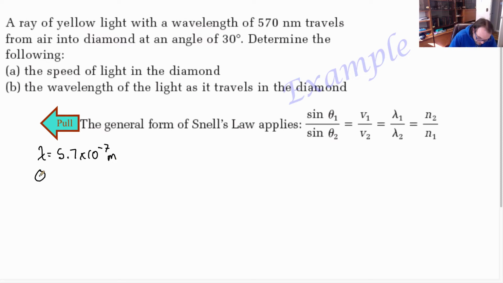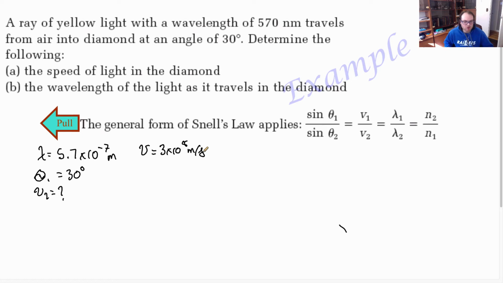We also know my angle is equal to 30 degrees. And we're trying to figure out what is going to be my speed in the diamond. So we want to figure out V2. Now we know my V1 is roughly 3 times 10 to the 8. As we learned before, that's the speed of light in air or a vacuum.